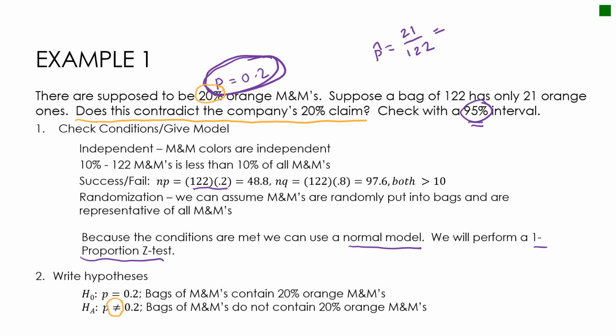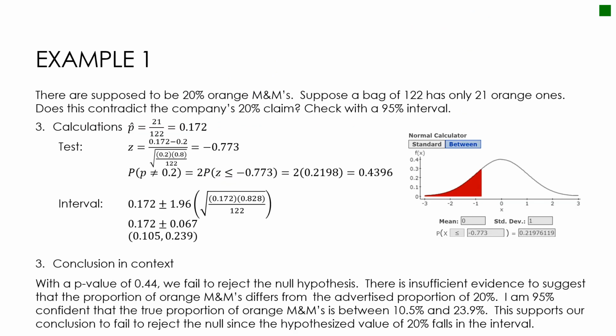And so notice the alternative hypothesis I've chosen is not equal to. And then how do I write that in words? Bags of M&Ms do not contain 20% orange M&Ms. Again, it's all based on the fact that it says, does this contradict the company's claim? So don't find the p hat and say, oh, well, that's less than 20, so therefore we must be a less than, or it's greater than 20, so it must be greater than. That is not the case.